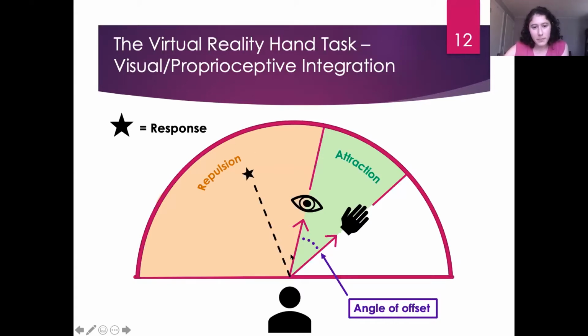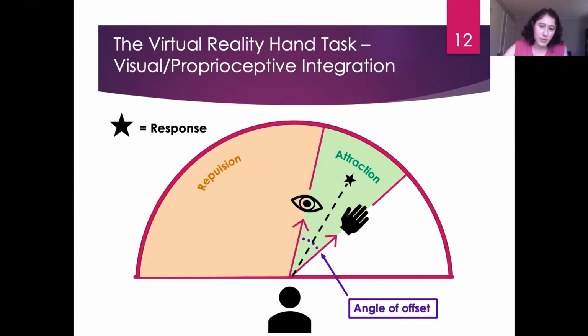So essentially, this line here is the true direction of the visual dots, but this is what the participant has perceived them to be and their response as to what they are. And we call it repulsion because it has been pushed away from their proprioceptive hand movement over here.